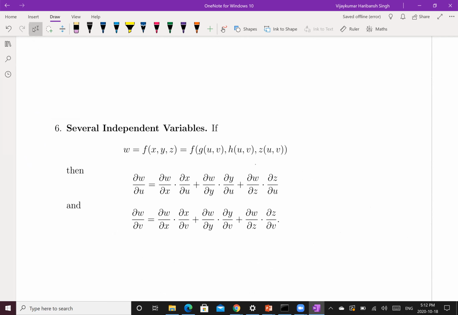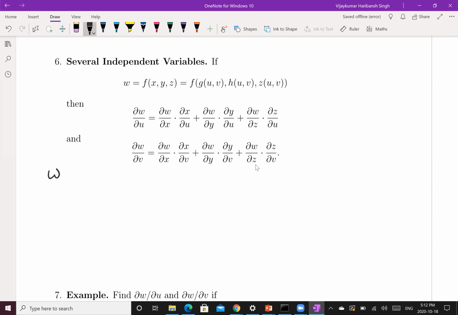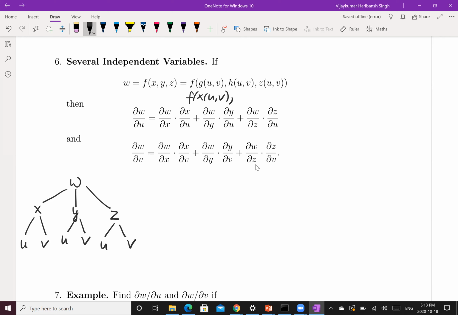Now suppose you have several independent variables. So the idea is you have W, which is a function of X, Y, and Z, and they themselves are functions of U and V. So I can write this as X of U V, Y of U V and Z of U V. It's clear that X is also a function of U and V if I write it like this. I should replace this by X and Y so that it fits well with the setup.